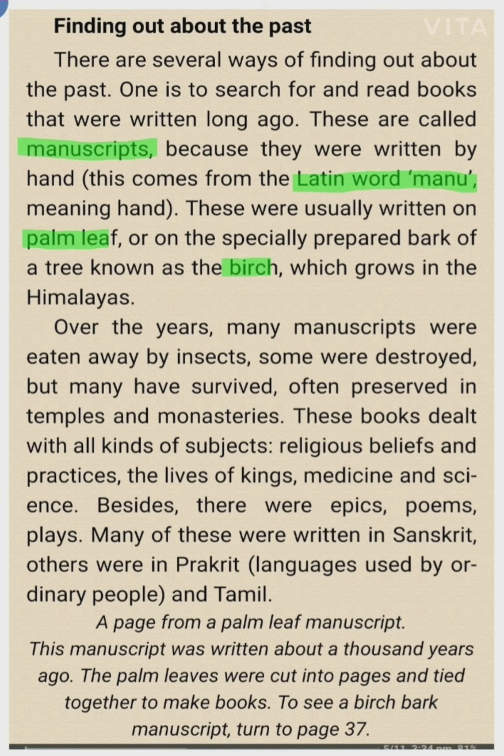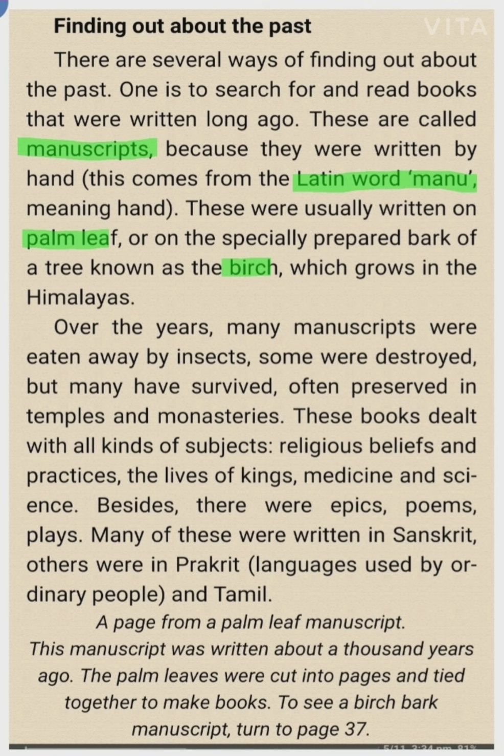These were usually written on a palm leaf or on the specially prepared bark of a tree known as birch, which grows in the Himalayas. During those times there were no papers, pencils or ink to write books. So these manuscripts were mainly written on a palm leaf, a leaf of a palm tree, or on the specially prepared bark of the birch tree, which grows only in the Himalayas.